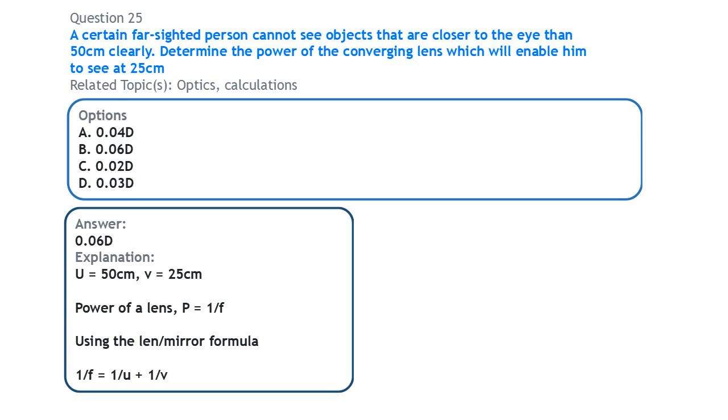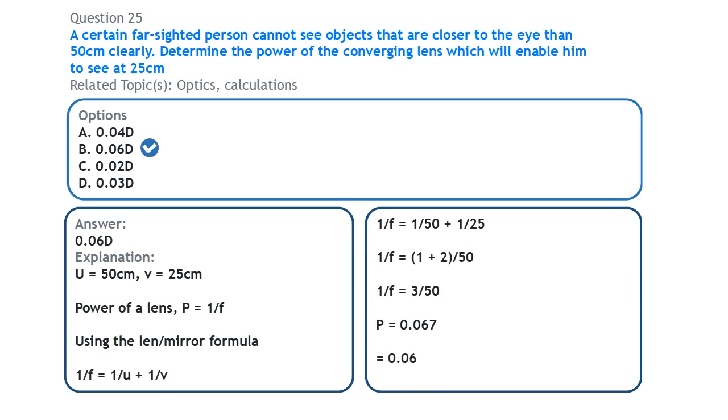Now if we use the lens or mirror formula, we have 1 over f, that's 1 over the focal length, is equal to 1 over the object distance plus 1 over the image distance. So this is going to be equal to 1 over the object distance, from here is 50 centimeters, plus 1 over 25, that's the image distance. If you take the LCM of 50 and 25, that will be 50. Then 50 in 50 is 1 times 1 is 1, plus 25 in 50, that is 2, times 1 is 2. So you have 1 plus 2 is equal to 3 over 50.